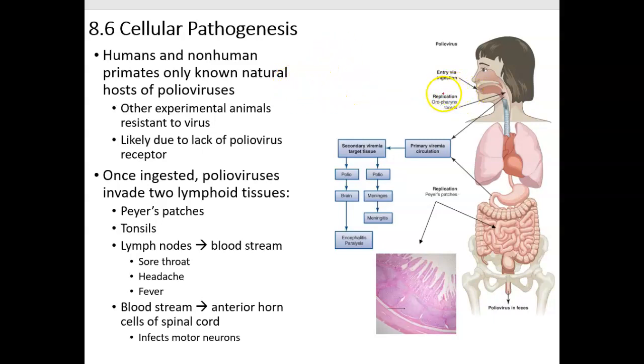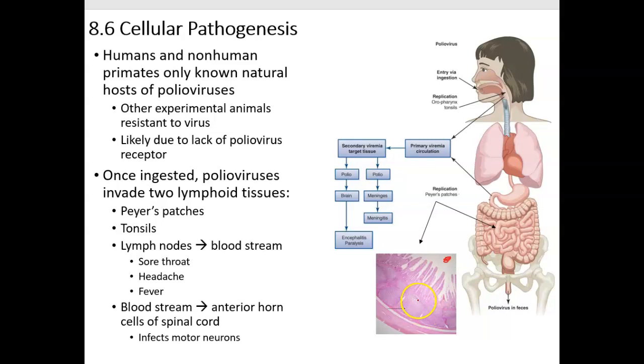So this enters orally, and it replicates in the tonsils. And then from there, the next site, it replicates in the Peyer's patches. And so this is the gut-associated lymphoid tissue. So in your small intestine, in this picture here, this would be the lumen right here, and then you've got the epithelium with the microvilli and so forth, and underneath you've got these follicles.